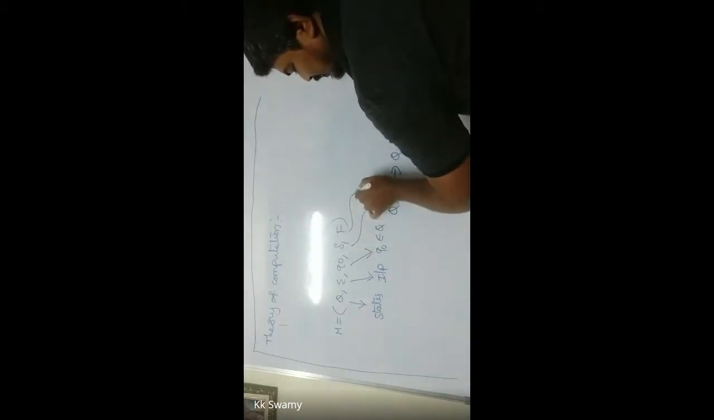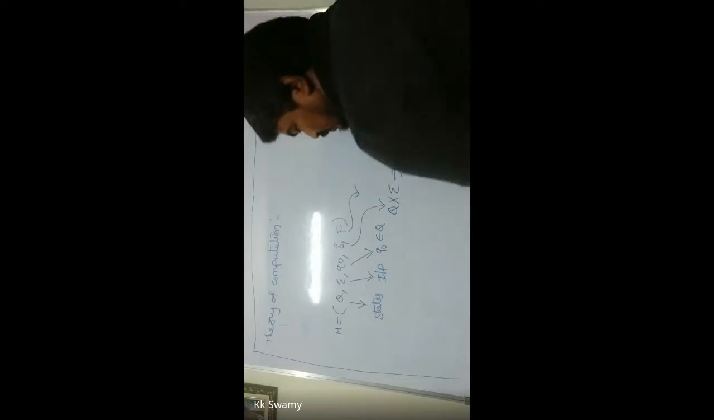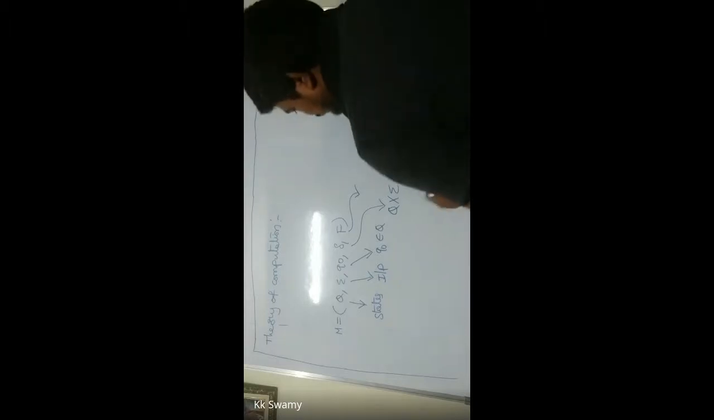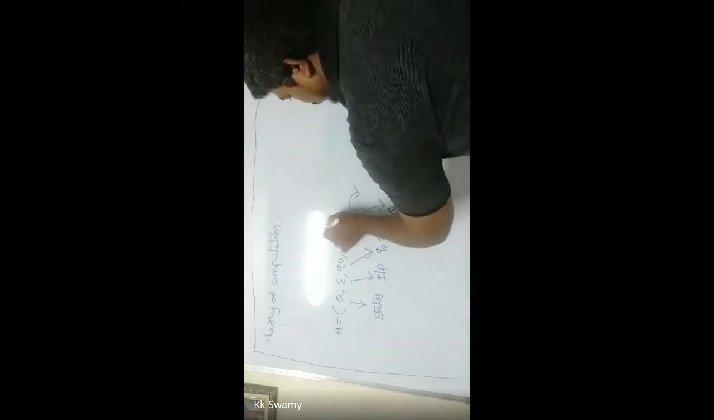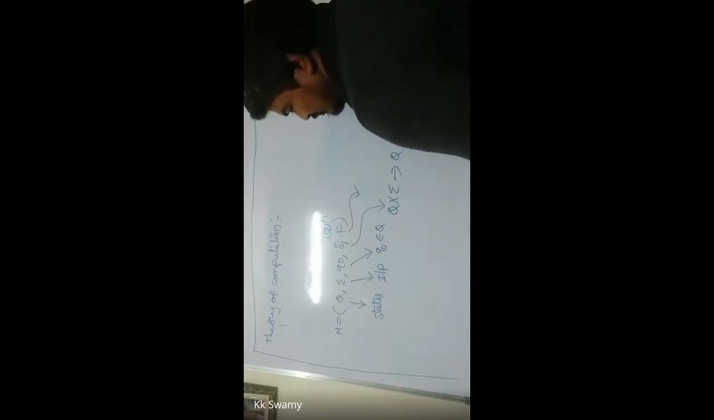And the next one is F, which means the set of final states. Why is it called a set of final states? We can use more than one state as a final state, depending upon our application. That's why F is also called capital A, for accepting state.